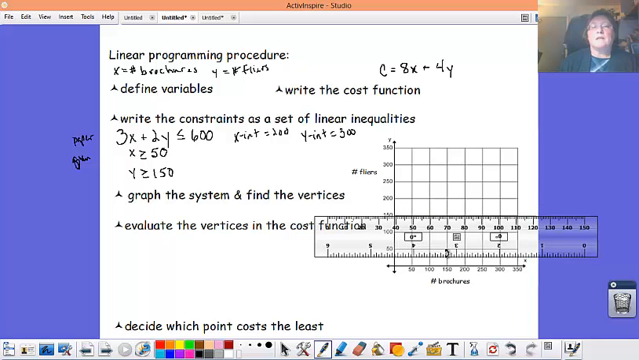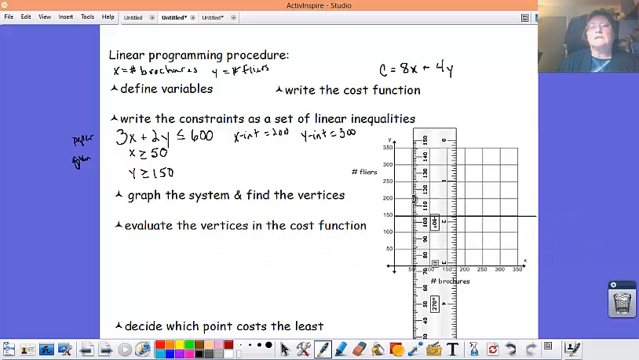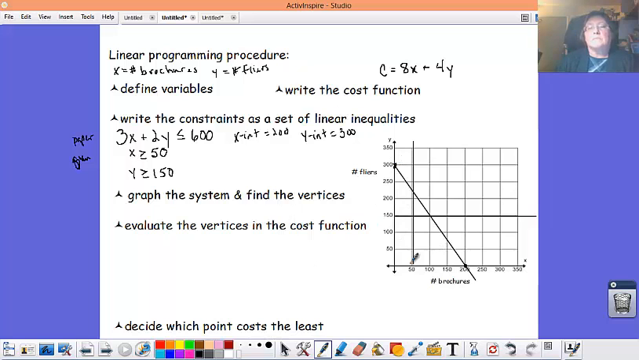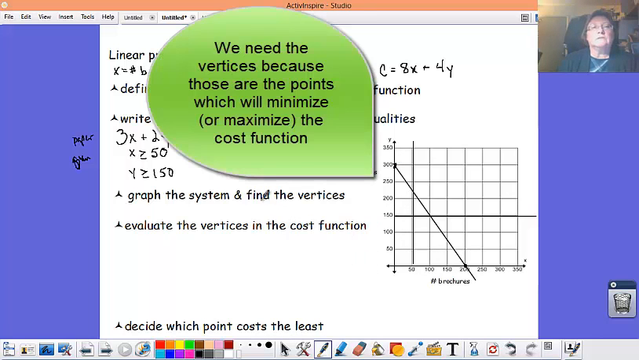Yeah, there we go. We need 50 in the x direction. So there's that line. And our last line has to connect an x-intercept of 200 and a y-intercept of 300. Alright, I have my 3 lines graphed, and now it says that we should find the vertices.